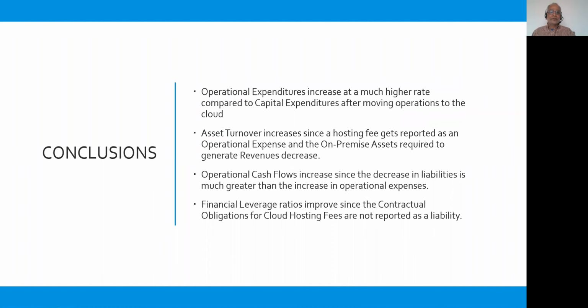In conclusion, operational expenditures increase at a much higher rate compared to capital expenditures after moving operations to the cloud. Asset turnover increases since a hosting fee gets reported as an operational expense and the on-premise assets required to generate revenues decrease. Operational cash flows increase since the decrease in liabilities is much greater than the increase in operational expenses. The financial leverage ratio is improved since the contractual obligations for cloud hosting fees are not reported as a liability.